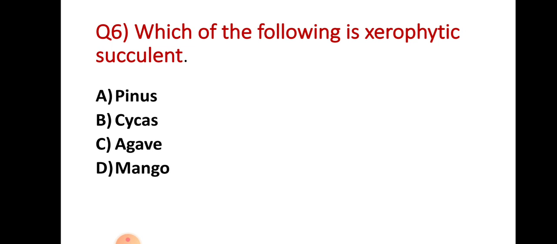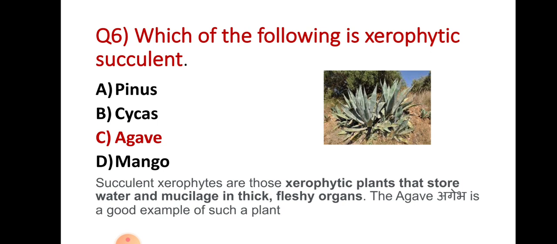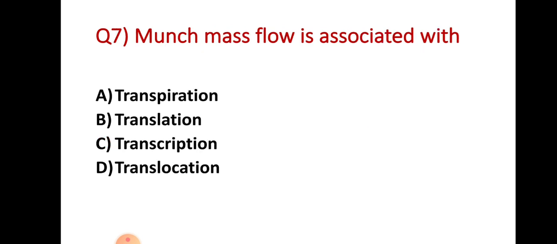Which of the following is xerophytic succulent? Right answer for this question is agave. Succulent xerophytes are those xerophyte plants which store water in their leaves, and they are found in dry and desert type of weather. Now let's move to question number 7.